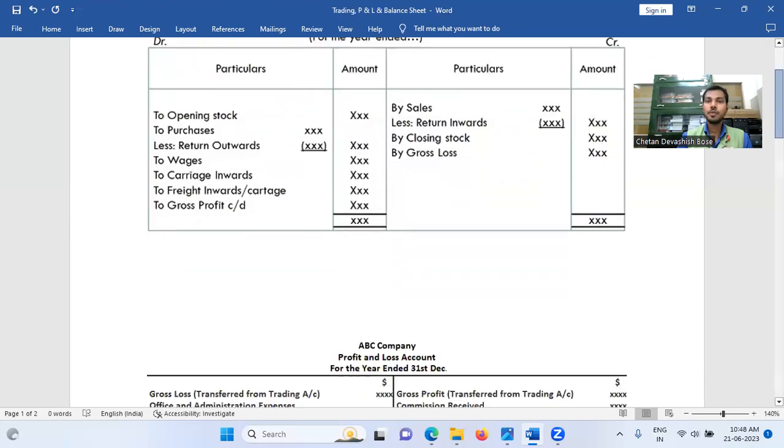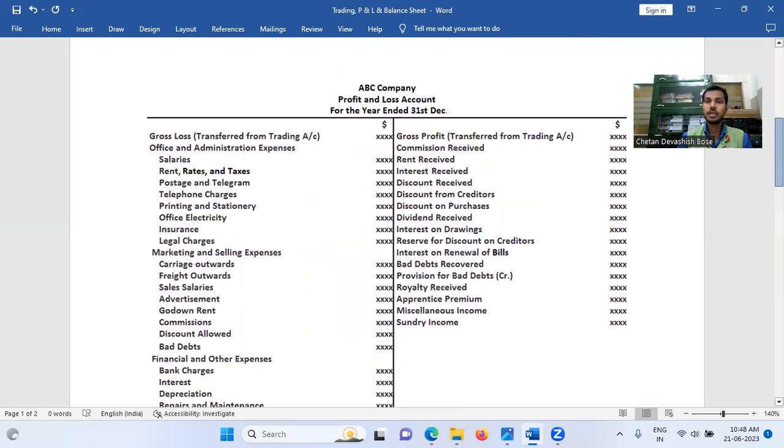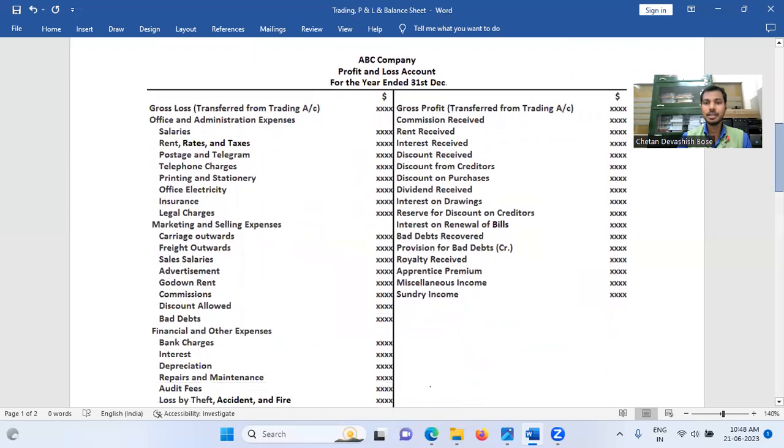Now it's time to move to the other account, which is the profit and loss account, which seems to be lengthier, but it follows again the same basic rule: the profit and loss account is also considered to be a nominal account. It is just like a nominal account. It means whatever you see at the debit side would be expenses, and whatever you see at the credit side would be income.